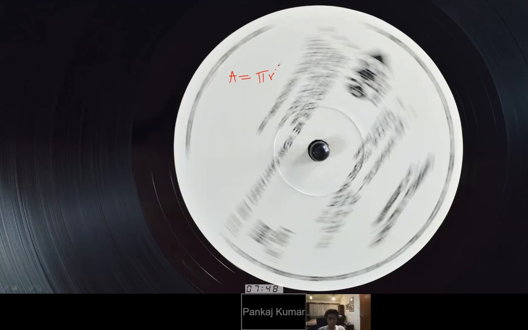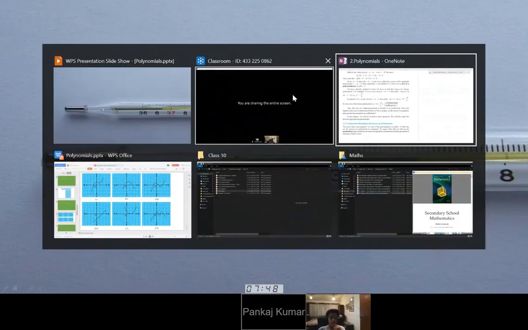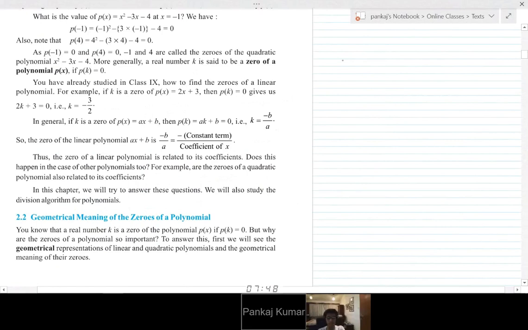Any other formula that you remember? Very simple. Perimeter. Okay, perimeter. So basically all the formulas that we have, they involve some kind of variables. So then that is a polynomial. Suppose we have this Fahrenheit to degree Celsius conversion. So this is our formula, right? If we take this as p of x, and if we take this as x, so this becomes a polynomial, right?